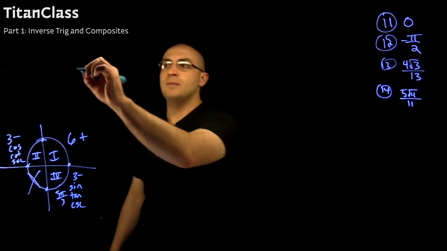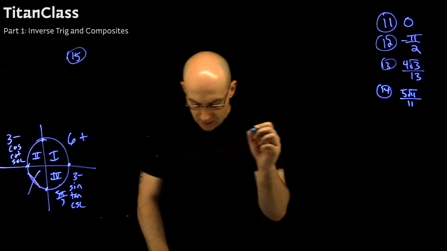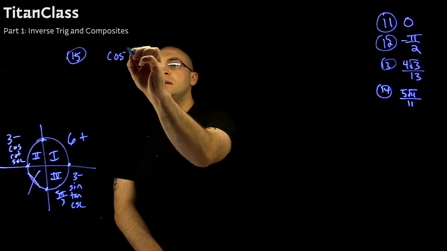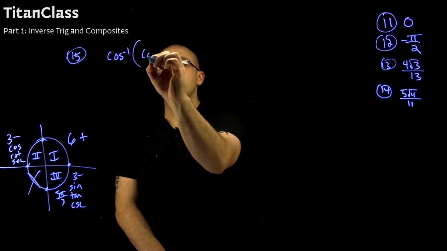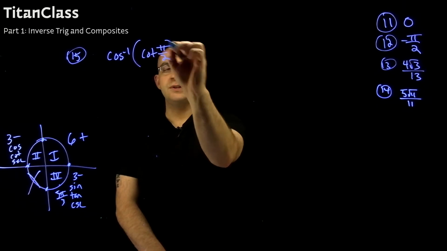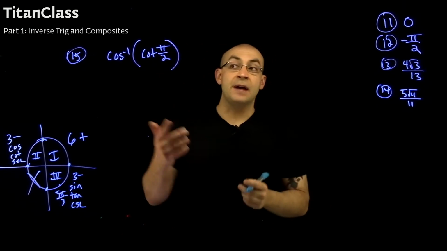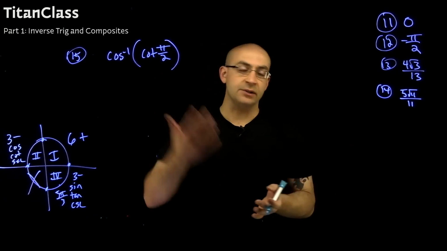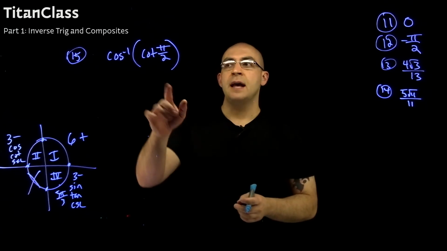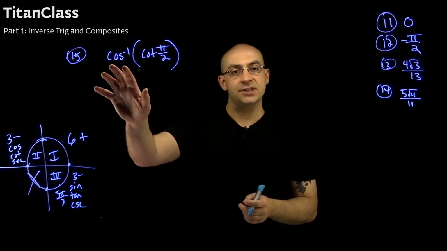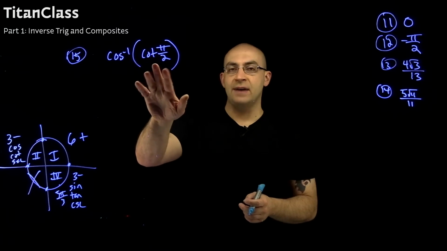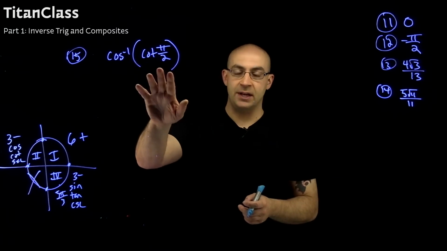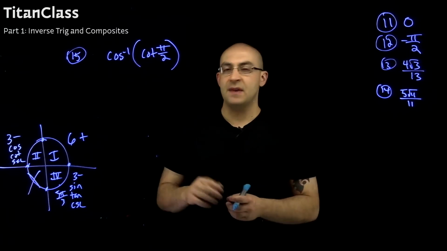Last one in this set, number 15, is inverse cosine of cotangent pi over 2. We did one similar to this a little earlier. Now this one's not drawing a right triangle because clearly pi over 2 is on the unit circle, and it's the reverse, right? So when the inverse is on the outside, I know I'm going to have to evaluate an exact value for cotangent of pi over 2, and then I'll do the inverse of that in a minute.